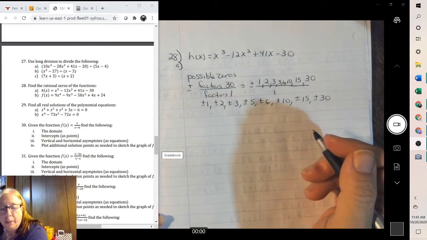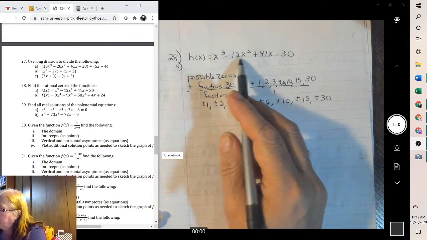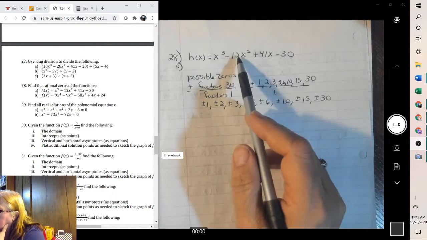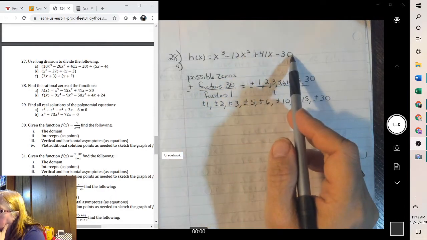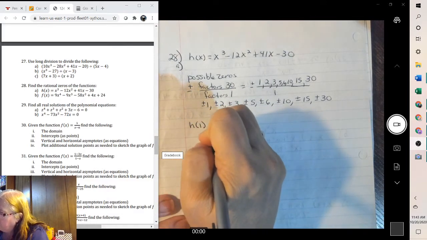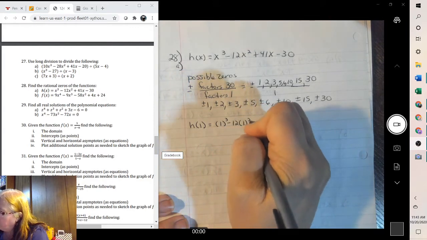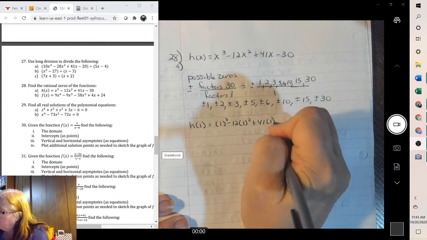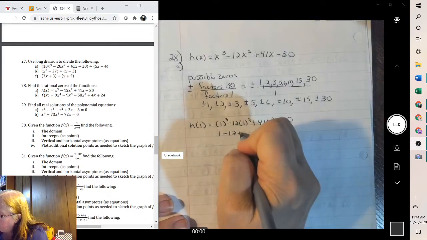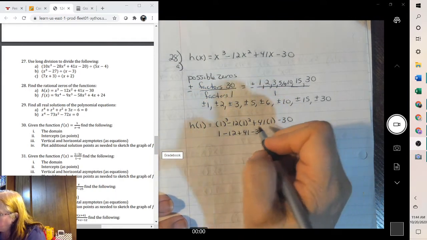And they want us to find all of them. To find which ones will divide, you plug it in. If you get 0, then it works. So if I plugged in 1, 1 might work. So let's try h of 1. 1 cubed minus 12 times 1 squared plus 41 times 1 minus 30. 1 minus 12 plus 41 minus 30. 42 minus 42 is 0.